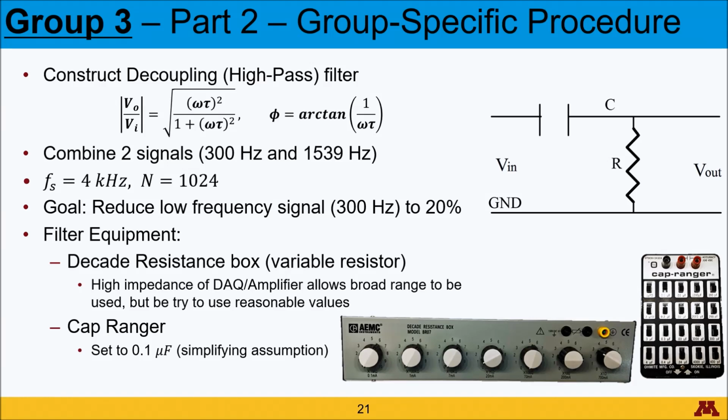All right, group 3, you are tasked with constructing a decoupling filter, which in our case is a high-pass filter, which will remove the low 300 hertz signal while maintaining the higher 1539 signal. In your case, you're going to set the sampling frequency to 4 kilohertz, and your goal is to reduce that 300 hertz signal down to 20% of its original amplitude in a similar form to group 1. And again, for your filtering equipment, you'll have the decade resistance box and cap ranger. Now, here is an electronic schematic of what your high-pass filter will look like.